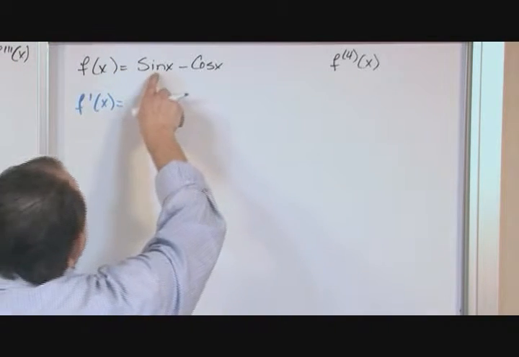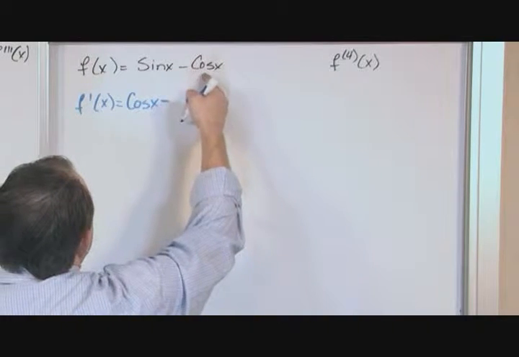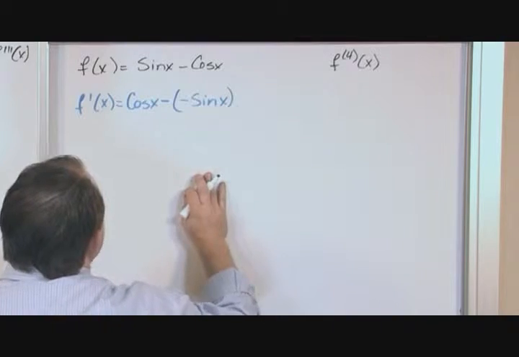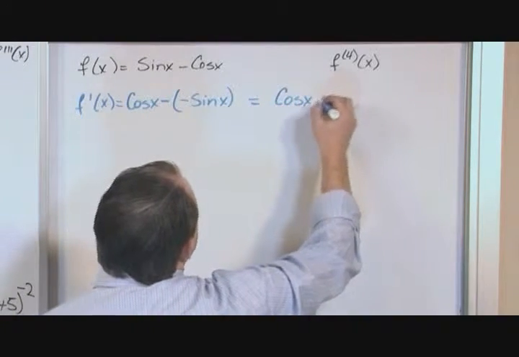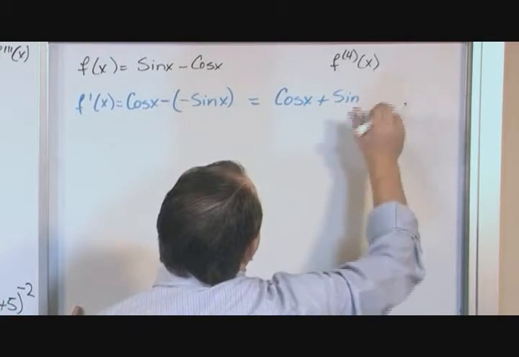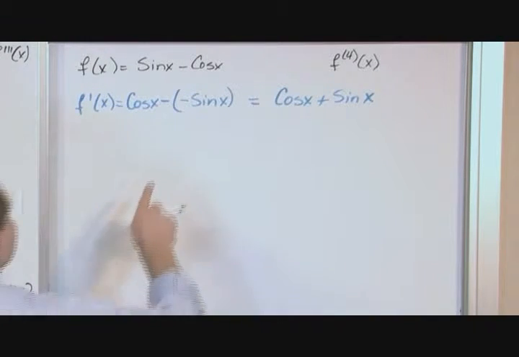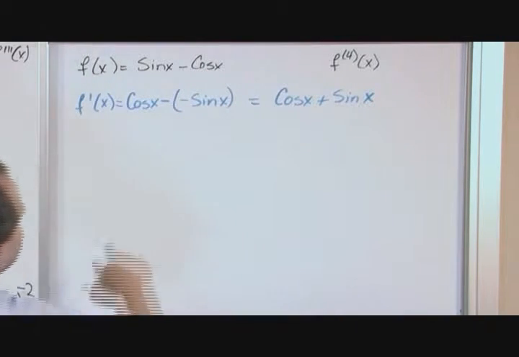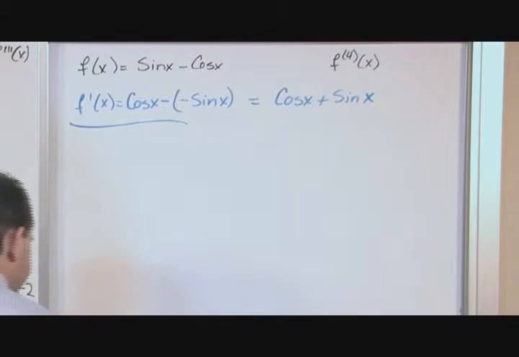All right, what is the derivative of sine? It's cosine of x. Minus, what is the derivative of cosine? It's negative sine of x. So we just rewrite this as cosine plus sine of x, right? So do yourself a favor and don't try to combine too many things here. Write the minus and then write the derivative in parentheses and then simplify it again. It'll just help you out there if you sort of split the steps up when you can.